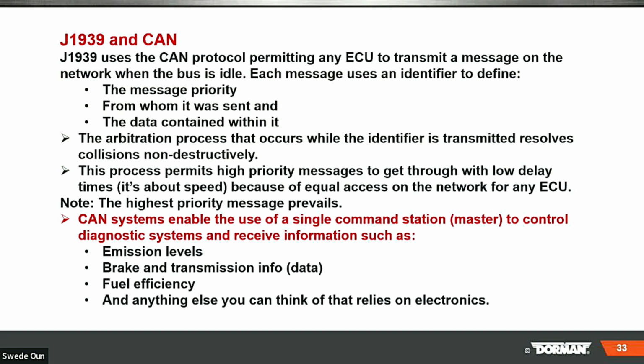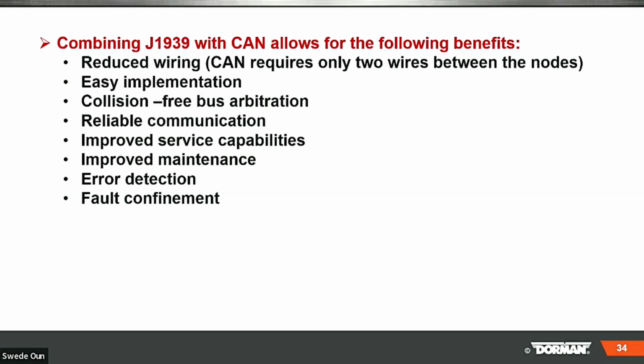CAN systems enable the use of a single command station, master, to control diagnostic systems, receive information such as emission level, brake, transmission flow, fuel efficiency, anything else you can think of that relies on electronics. Okay? So when you do put them together, you're going to have reduced wiring. CAN requires only 2 wires between the nodes. Easy implementation.